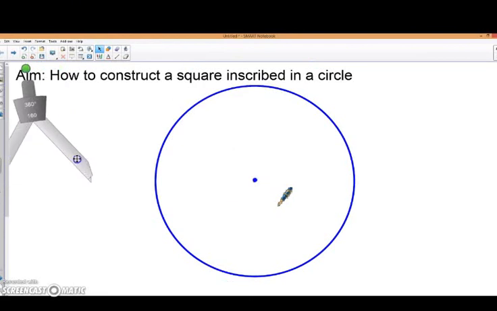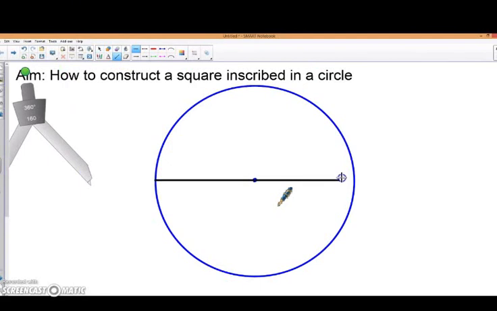Now, similar to the last video, we are going to divide our arc, the outside of the circle, into 4 equal sections. So to begin, I'm going to define the diameter of the circle. And I'm going to label it A. And I'll label this one C.